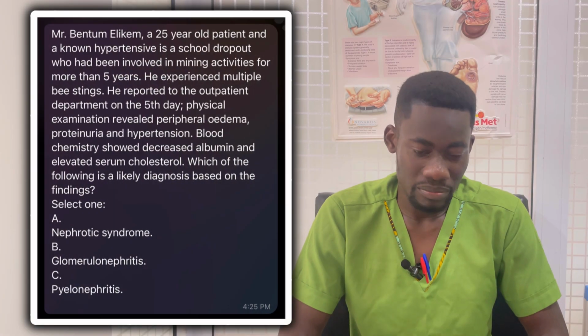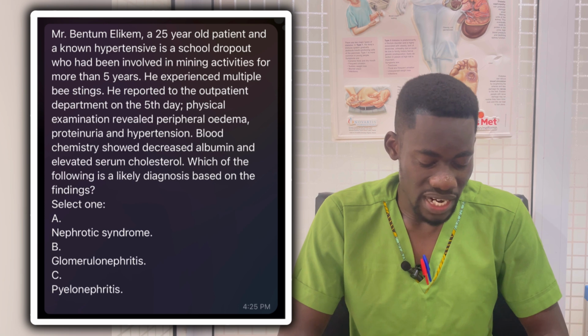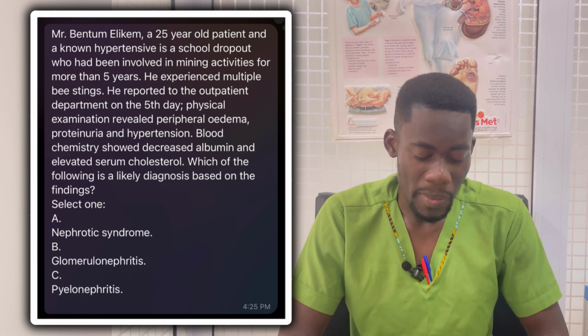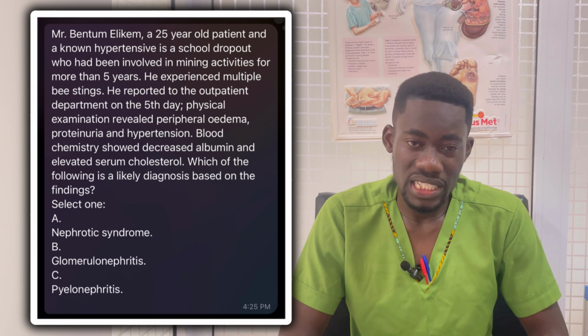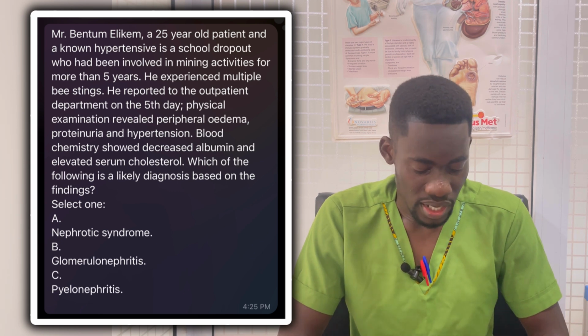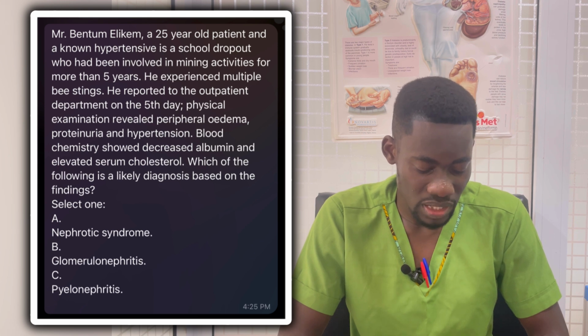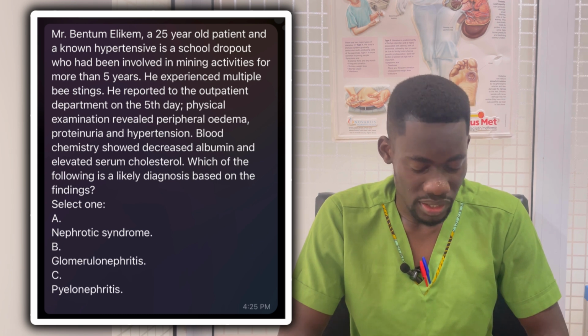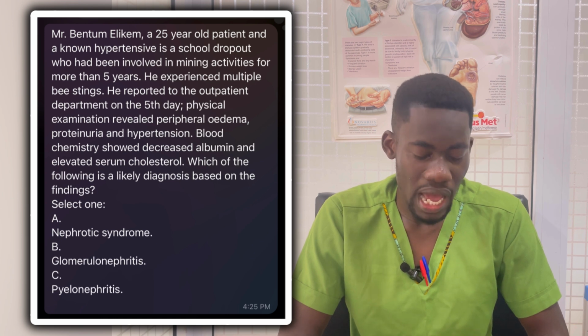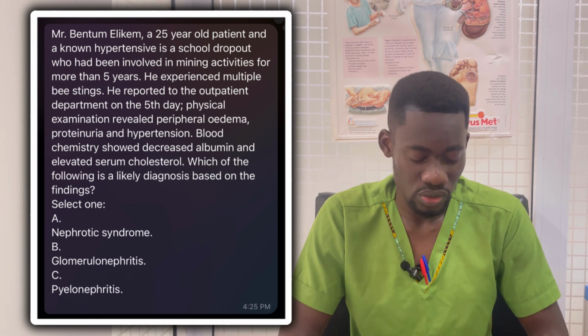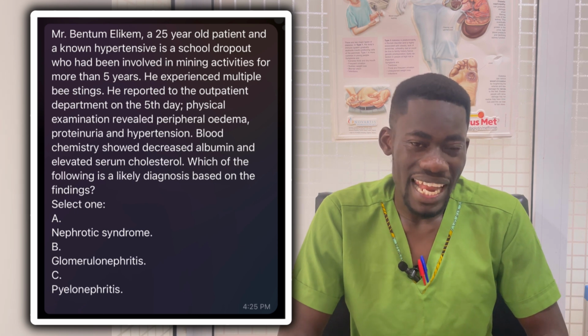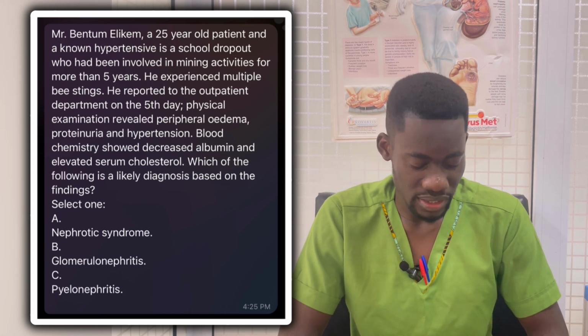Another question that candidates can look at to see how it is being set in order to get a correct answer reads: Mr. Bentum Elikem, a 25-year-old patient and a known hypertensive, is a school dropout who had been involved in mining activities for more than 5 years. He experienced multiple bee stings. He reported to the outpatient department on the 5th day. Physical examination revealed peripheral edema, proteinuria, and hypertension. Blood chemistry showed decreased albumin and elevated serum cholesterol. Which of the following is a likely diagnosis based on the findings?